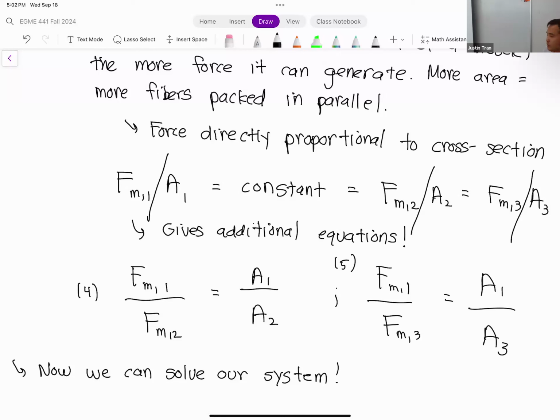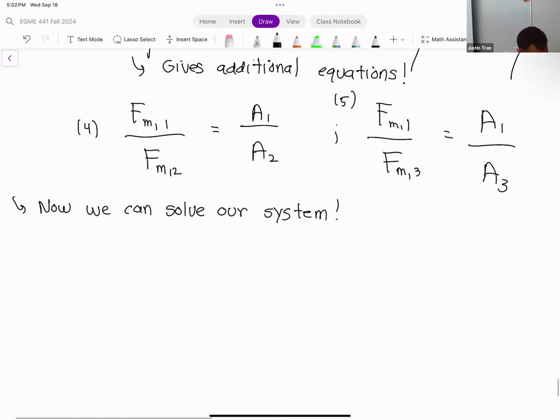And so we can use these equations to solve our system. All right. Any questions on any of this? Okay. From here on out, it's a lot of algebra to solve for the system. I'm going to solve for one of the muscle forces for you, and then from there you can plug in and do the rest. So let's solve the system for FM1. This is the biceps brachii force.